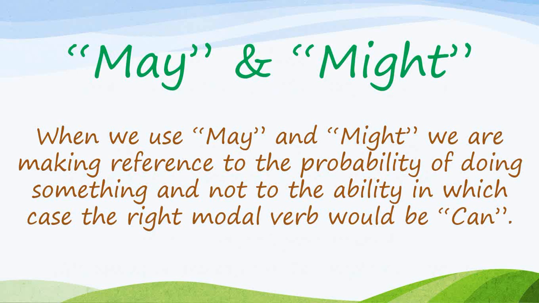When we use may and might, we are making reference to the probability of doing something and not to the ability, in which case the right modal verb would be can. We should see the difference for avoiding making mistakes while we are talking in English. If we're talking about ability, something that we can do, something that we have the ability of doing, we should use can.